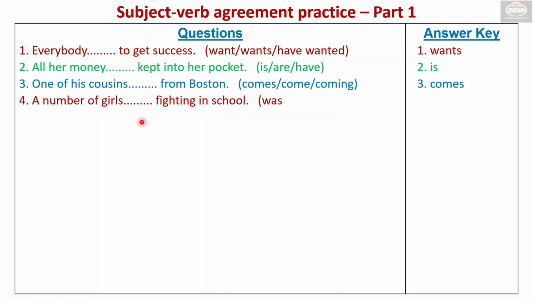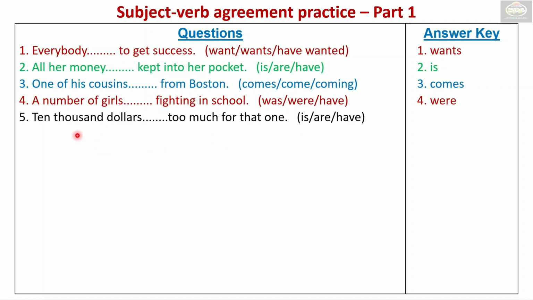Next, a number of girls. A number of means some girls. It means the subject is plural. A number of girls were fighting in a school. $10,000 is too much for that one. $10,000 denotes amount, therefore this is a singular subject as a unit. $10,000 is.